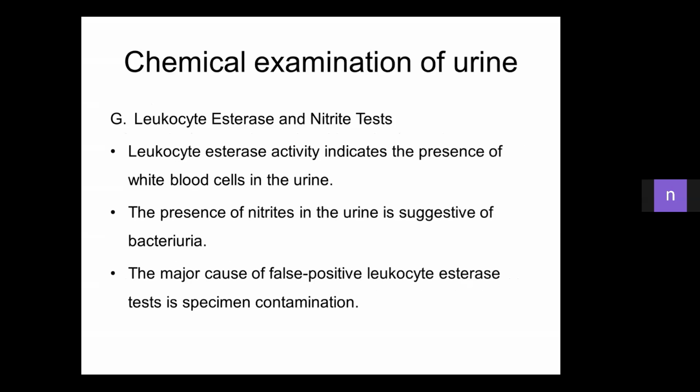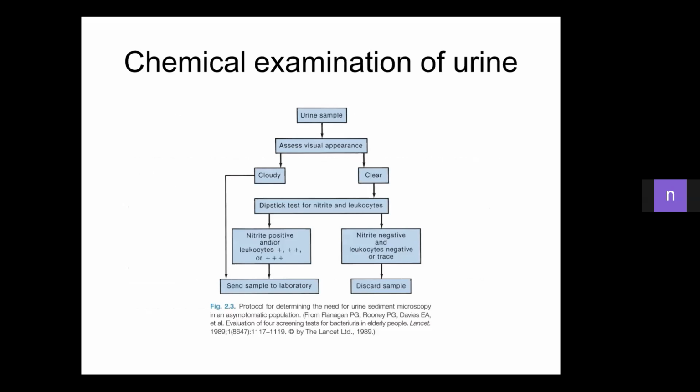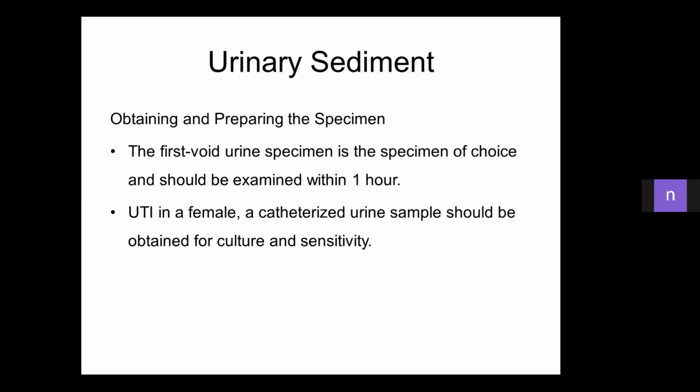Next, leukocyte esterase activity indicates the presence of white blood cells in the urine. And then, if there is a presence of nitrites in the urine, it suggests bacteriuria. The major cause of false positive leukocyte esterase test is specimen contamination. Here is another diagram. So, next.